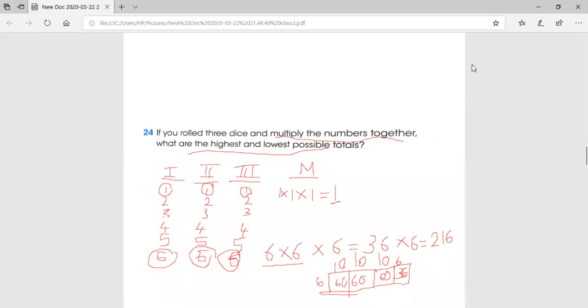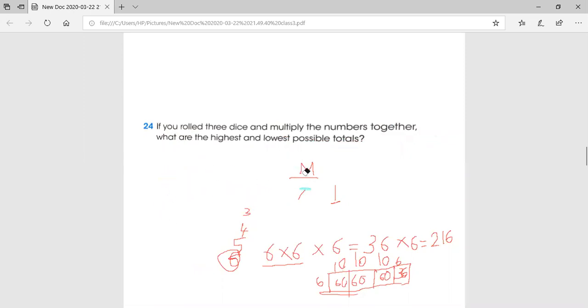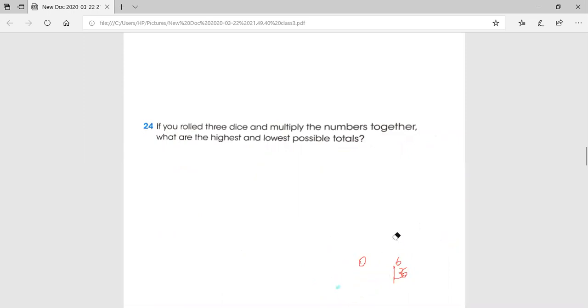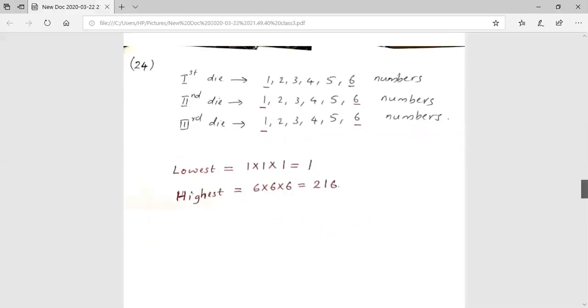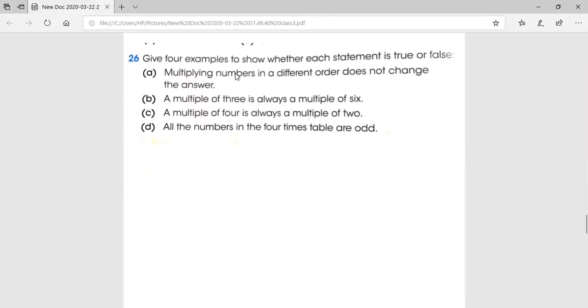Next one. This is the idea, okay? Next one. Here, give four examples to show whether each statement is true or false. Multiplying the numbers in a different order does not change the answer. What does it mean? I'll show you.